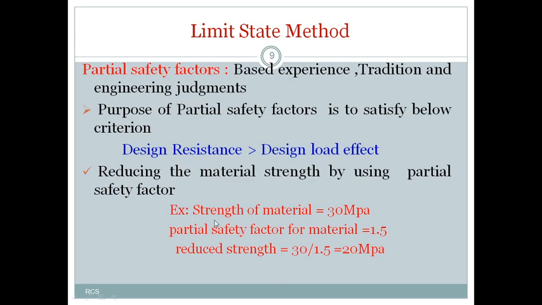That I will explain with the help of this example. The strength of a material, say you have chosen one material, is 30 MPa. I am using the partial safety factor of that particular material as 1.5. If I want to reduce the strength of that material, the reduced strength is 30 by 1.5, which equals 20 MPa. Though that material is capable of resisting 30 MPa of stress, we are using only 20 MPa in design. The reason is that the 10 MPa is kept as a factor of safety.